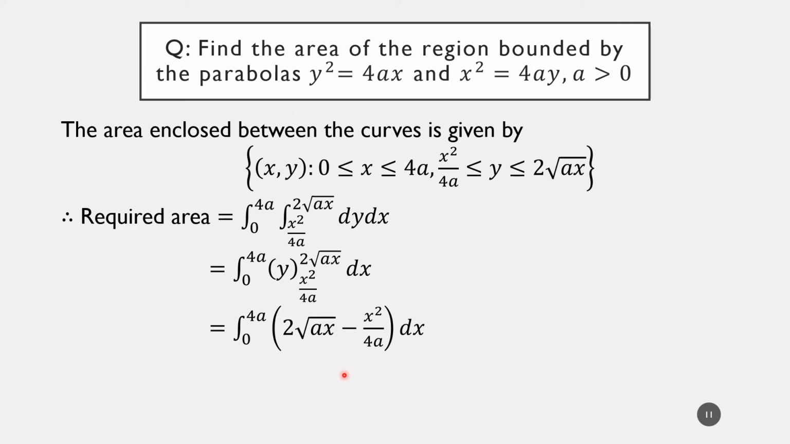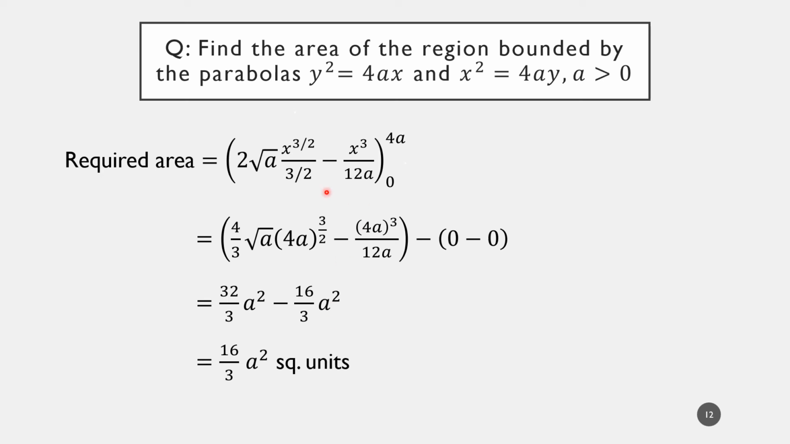After substituting the limits, we are now integrating this with respect to x. So the integral of root x will be x raised to power 3 by 2 upon 3 by 2, and that of x square will be x square upon 3. So these are the values after multiplying with the required constants, and the limits are from 0 to 4a. Substituting x as 4a and 0, I am left with the required area, which is 16 by 3 a square units.